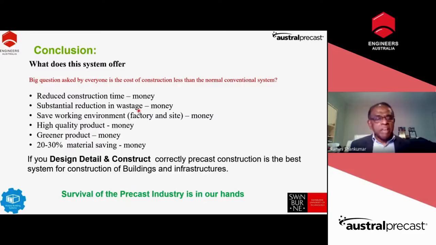If you design, detail, and construct correctly, precast construction is the best system for construction of building and infrastructure. Survival of the precast system is in our hands, guys.